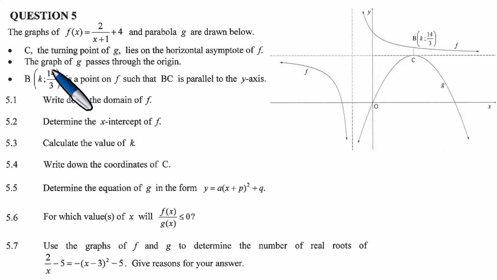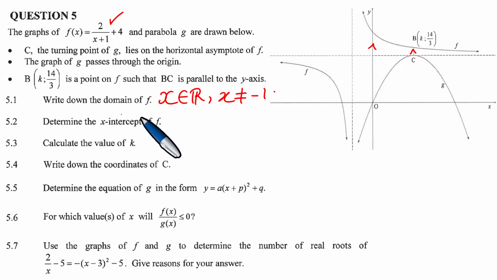B with coordinates k and 14/3 is a point on f such that BC is parallel to the y-axis. You can see clearly that BC is parallel to the y-axis. Write down the domain of f. We can see f is this, and therefore the domain is x, an element of all real numbers such that x is not equal to -1, because the rectangular hyperbola is undefined when x equals -1.